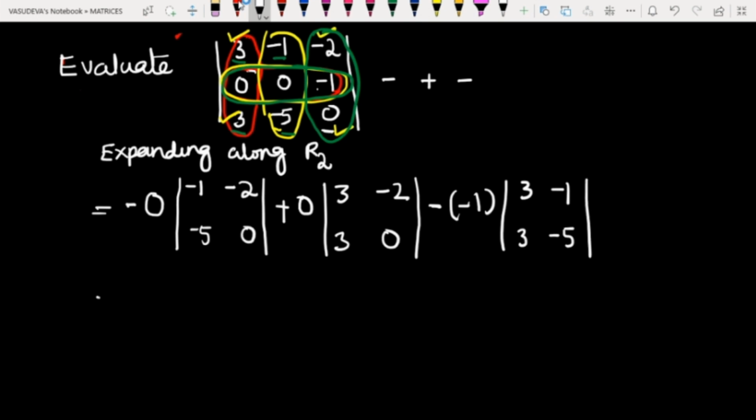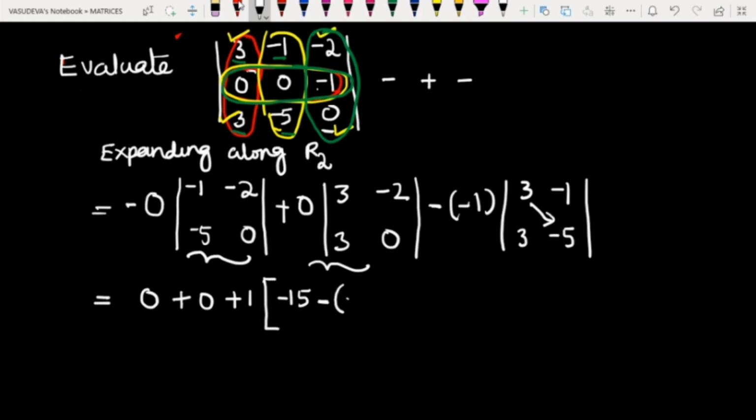Now this determinant multiplied by 0 becomes 0, and the second expression will also be 0, and minus of minus is plus 1 into, expanding the determinant of order 2: 3 into -5 is -15, and minus 3 into -1 is -3, and this is equal to -15 plus 3, minus of minus plus 3, so that is equal to -12.